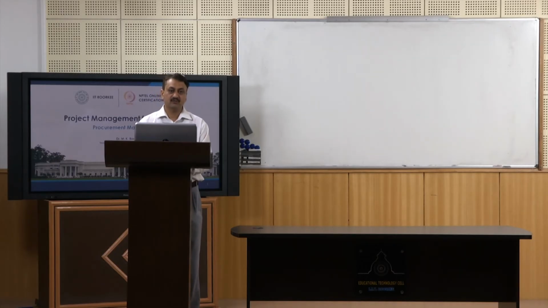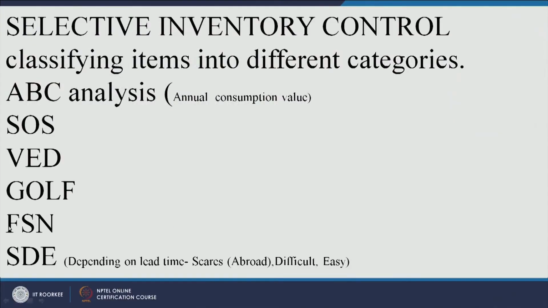Then you have got fast moving, slow moving and non moving items, right. And then there is something called HML analysis. There are some scarce items, then you have got difficult items and there are some easy to purchase items, right. So, let us say if you are getting raw materials from abroad, it is because the item is scarce in India. So, that is why you are getting it from abroad, right. So, you can have this kind of different categories, right.